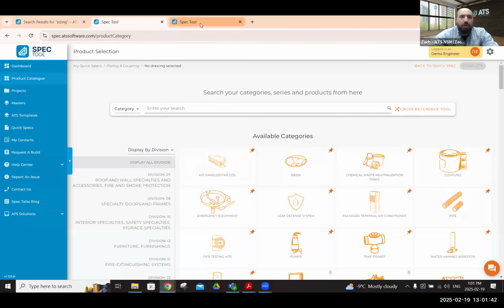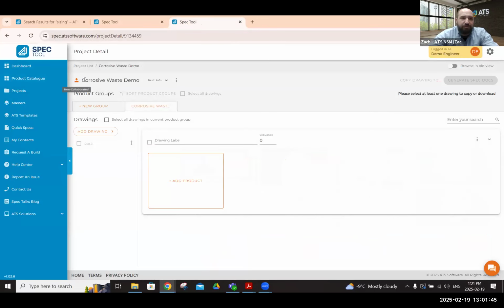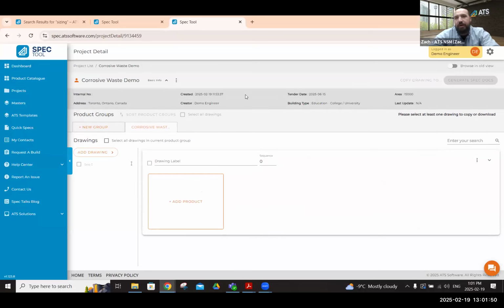If you were doing more of a complete project, you can see I've got this corrosive waste demo project here. There's a little bit more information that goes into this. We are looking for locations so that we can add any applicable building codes. We are looking for application types so that we can start recommending the appropriate products. And we are looking for a bid date or the tender date, when you're going to market with this, so that you can see I've selected 2025-06-15, up until the 15th of June, we are going to keep this spec up to date.